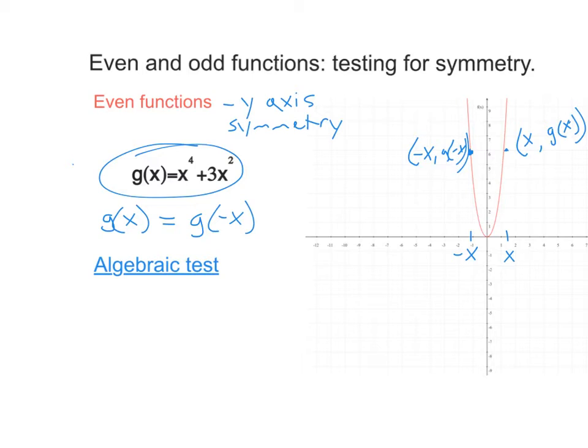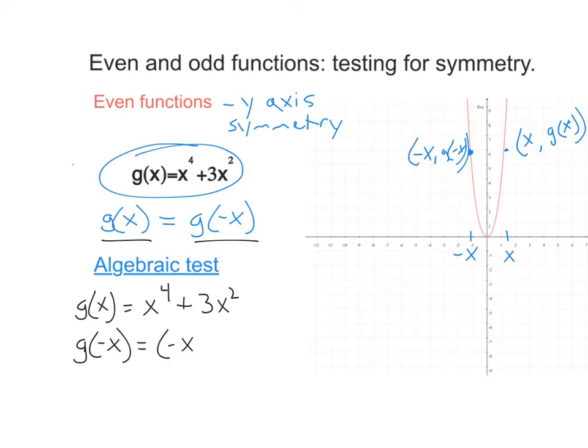So in order to show this and not assume anything from the graph, I can do an algebraic test. Now our algebraic test is simply trying to determine, is g of x equal to g of negative x? Well, we know what g of x is. g of x is x to the 4th plus 3x squared. So I don't have to do anything special with that. I can figure out what g of negative x is by doing a substitution. Every time I see an x in this function, I'm going to replace it with negative x. Now, I'm going to simplify completely on that right side.